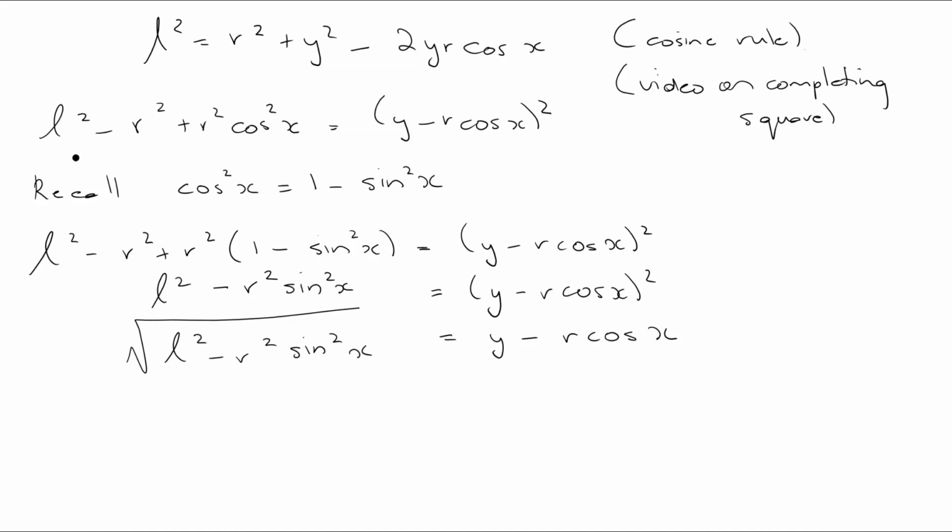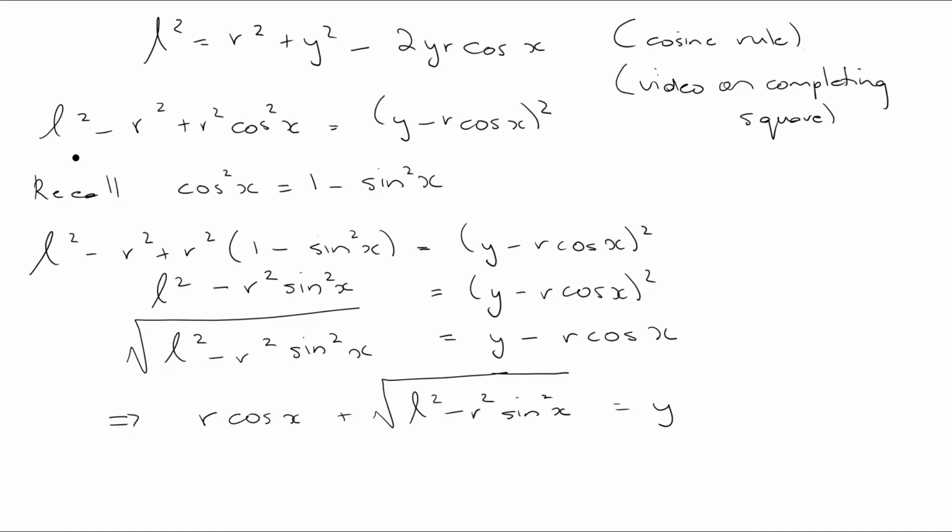And then if we rearrange that, because remember we're looking for Y, if we rearrange that, then we can get that R cos X plus the square root of L squared minus R squared sine squared X is equal to Y. Now the question asks us to find the maximum and the minimum.